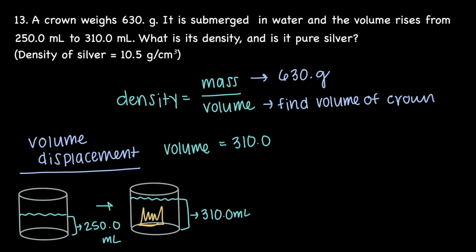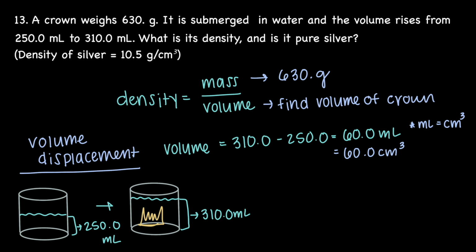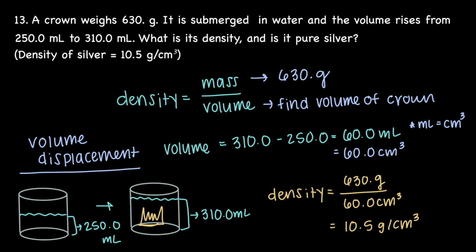The volume of water displaced is 310.0 minus 250.0 milliliters, which equals 60.0 milliliters. Since milliliters are equivalent to cubic centimeters, the volume of the crown is 60.0 cubic centimeters. Dividing 630 grams by 60.0 cubic centimeters gives a density of 10.5 grams per cubic centimeter. Because this matches the density of silver, the crown is consistent with being pure silver.